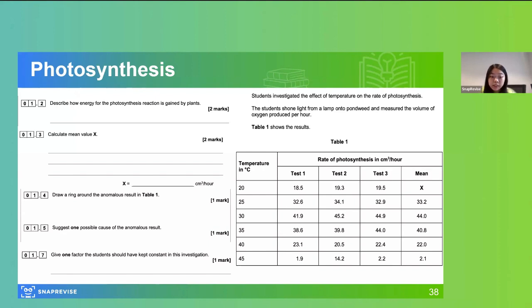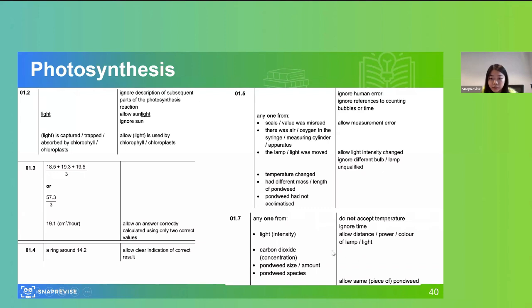Next question is asking you to give one factor that the student should have kept constant in this investigation. 1 marker, also pretty straightforward. And in this question, it's asking to investigate the effect of temperature. So basically, any answer other than temperature is going to get you a mark. So just quickly showing you the answers for that, you can see here from 1.7. Light intensity, carbon dioxide, pondweed size amount, pondweed species, same pieces of pondweed, like distance of it. All of this is going to just get you the mark as long as you don't answer temperature. Just do not answer the independent variable. So what they're investigating in your answer, if they're asking you what are they going to control? Any control variables, anything but the independent variable is likely going to be the answer.